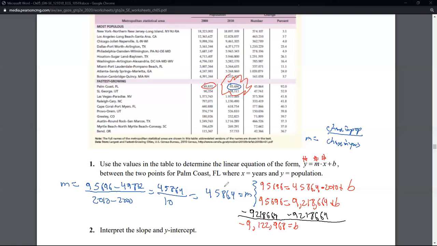So we have our M, we have our B. We're going to plug those numbers in to the M and the B to get our model. So our final answer, the equation, the model, is Y equals.